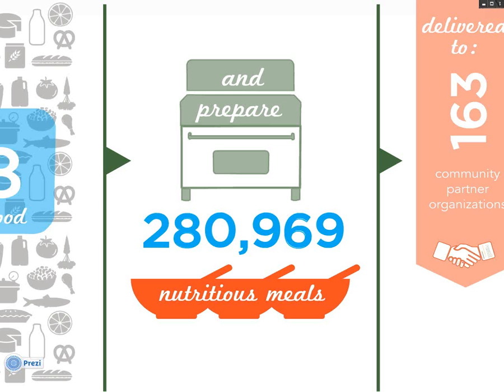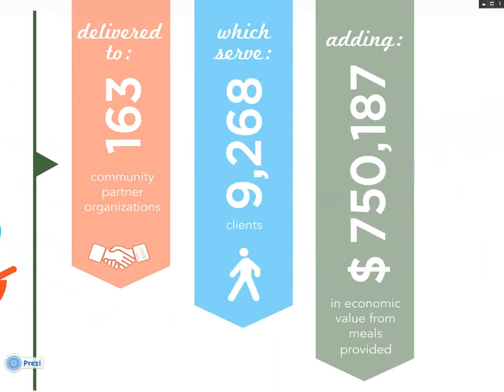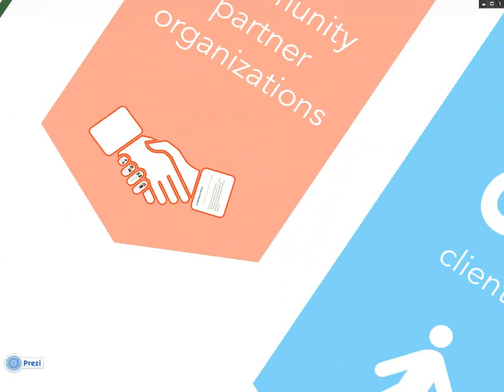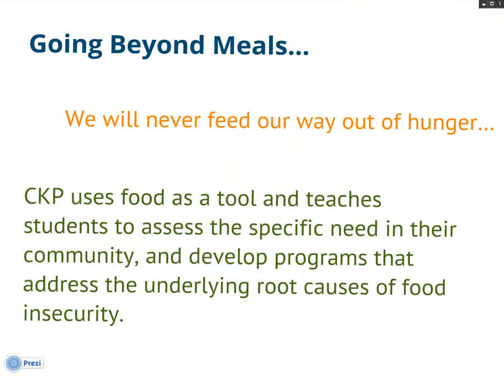And last year alone, our schools were able to prepare over 280,000 meals that are then transported and served to community partners and individuals in need in their community, whether that be in shelters, after-school programs, or low-income housing complexes. Again, our campus kitchens across the network fed over 9,000 clients at 160 different agencies, and that added over $750,000 in economic value that was put back into the communities we serve. So you can see that in just the numbers, the impact we're making each day is fairly immense.